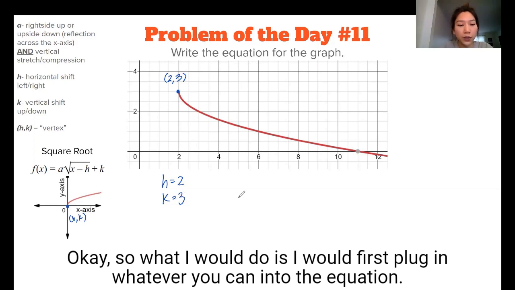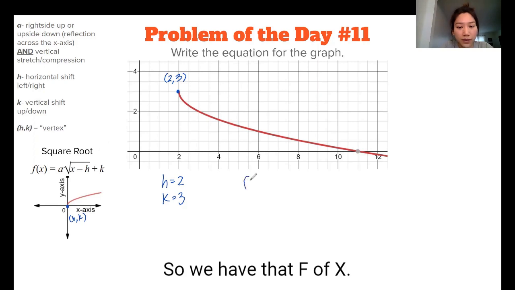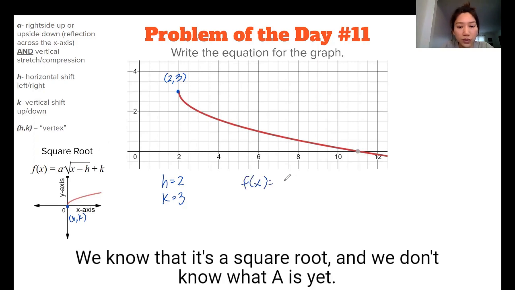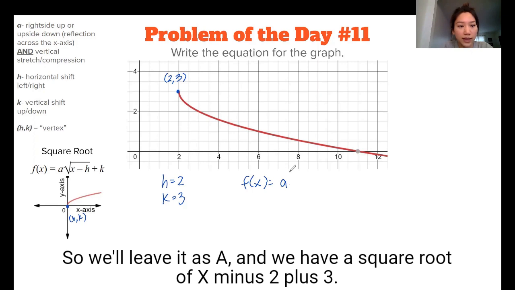Okay, so what I would do is first plug in whatever you can into the equation. So we have f of x, we know that it's a square root, and we don't know what a is yet, so we'll leave it as a. And we have a square root of x minus 2 plus 3.